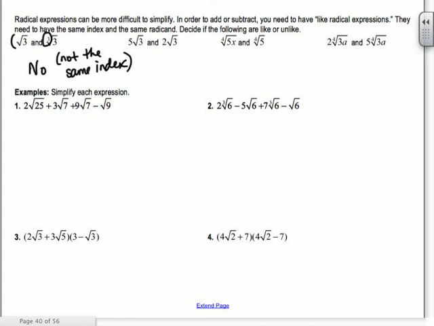So this was a cube root and this was a square root. All right, 5 root 3 and 2 root 3. Could you add those? Yep, you could actually. 5 root 3 plus 2 root 3 would be 7 root 3. Think of the root 3 as an x. They're both x, right? 5x plus 2x. So you could combine them and get 7x.